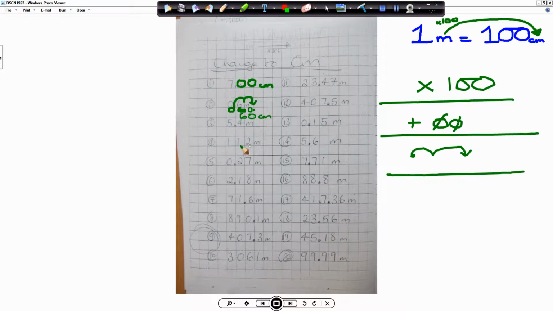Okay, let's look at this one here. 112 meters. What does it become? 1, 1, 2, and then we simply add 2 zeros. And we've changed it into centimeters. Done. 71.6 meters. We times that by 100, move it 2 places to the right. So 7, 1, 6, 0. The point lands at the end anyway.